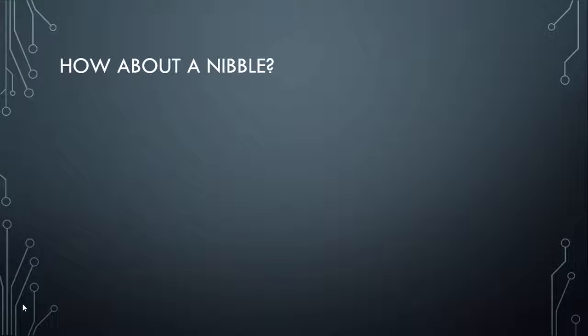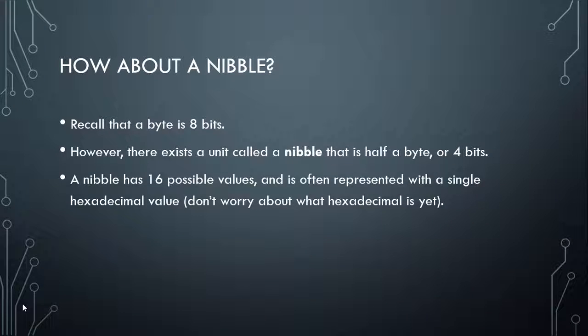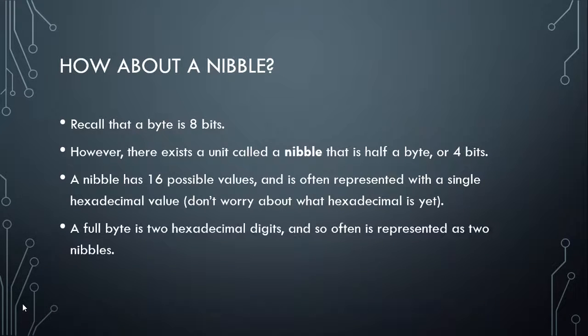Now, there's one other term I need to talk about, which is that of a nibble. I mentioned in the beginning there's byte, bit, and nibble. A nibble is related to bytes in that a byte is 8 bits. However, the unit called a nibble is half a byte, or 4 bits. A nibble has 16 possible values and is represented with a single hexadecimal value. Don't worry about what hexadecimal is. I'm throwing out some of these terms here, but don't worry about it yet. Just know that that's what it is. A full byte is 2 hexadecimal digits and often represented as 2 nibbles.